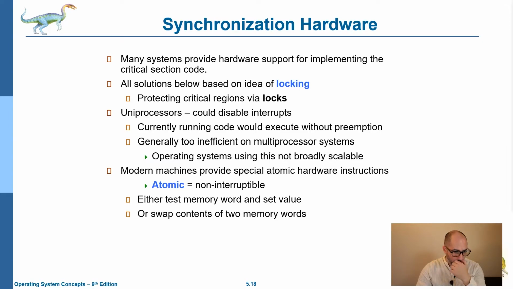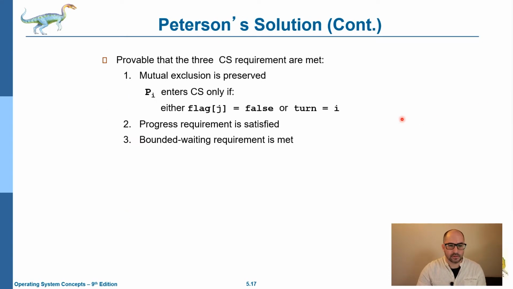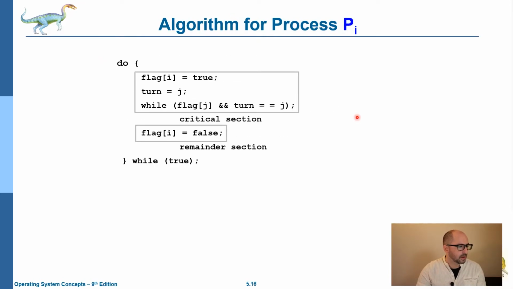There is one remaining issue, which is that of turn. That turn may be set to I or J, depending on how each of I and J are interleaved, how they are executed concurrently or in parallel. However, one of them will succeed, allowing us to progress.